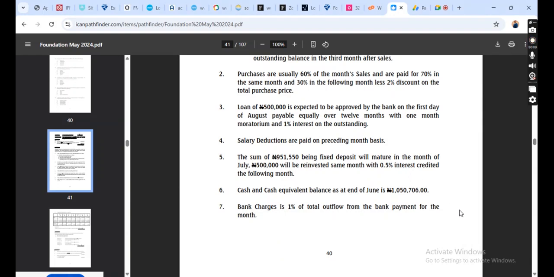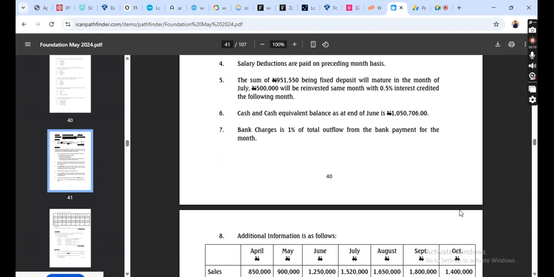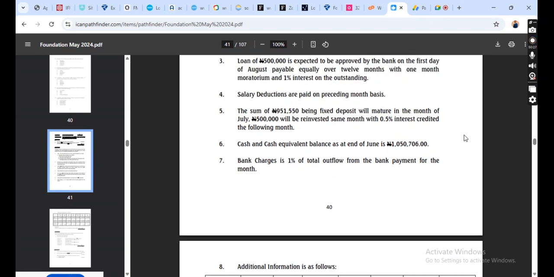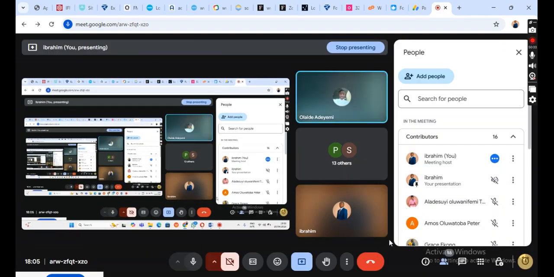Class, I hope I'm communicating. The last part of it, before we go back to the purchase: bank charges is 1% of the total outflow from the bank payment. Sir, I have a question. The 500, are we not going to put it on the outflow since it was invested?